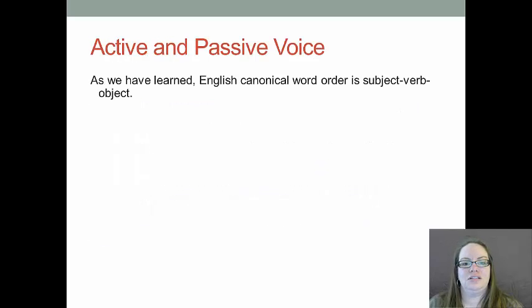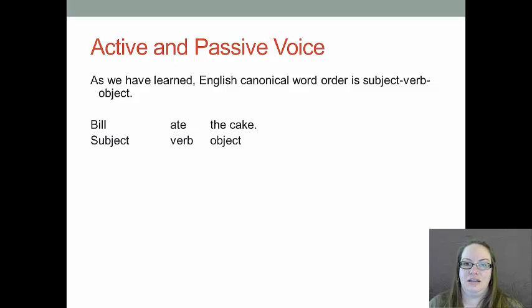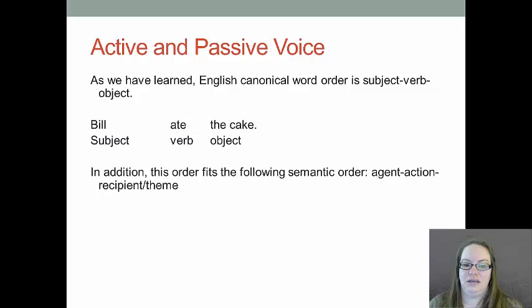So we've learned that English canonical word order is subject, verb, object. So something like Bill ate the cake, where Bill is the subject, the verb is ate, or the action, and the thing that he ate is called the object. Okay, so this is an active voice sentence. In order to talk about the semantic role or the meaning role, we're going to look at this as agent. That's the person or thing who's doing the action, and then the recipient or theme. So we can look at it both ways.